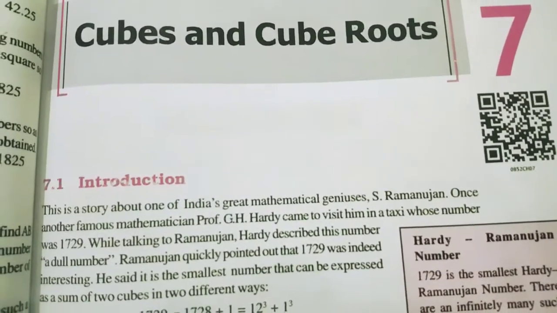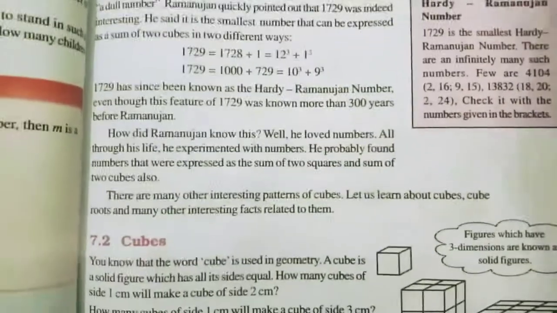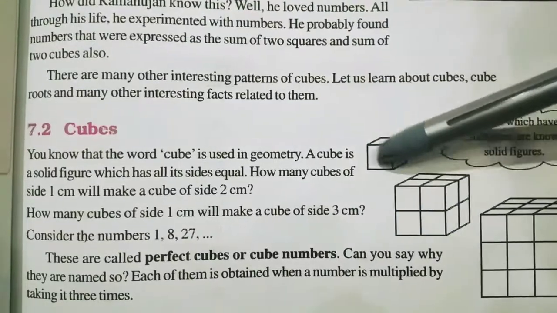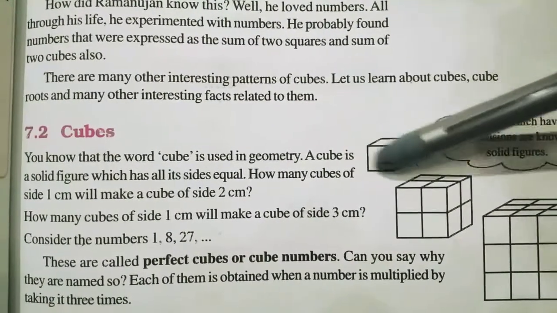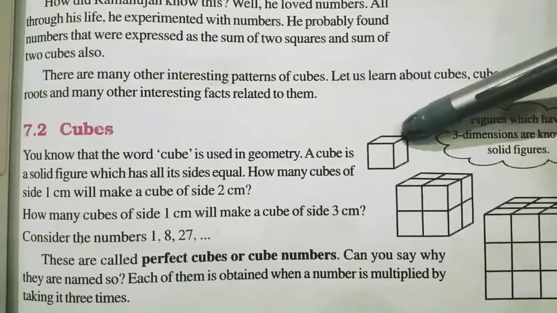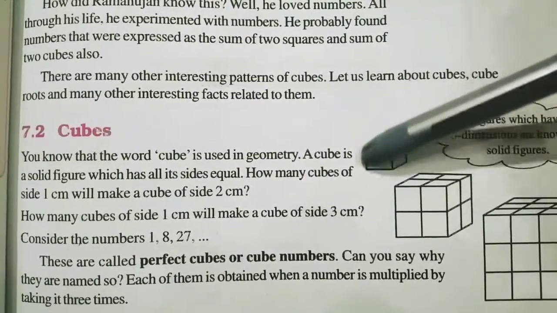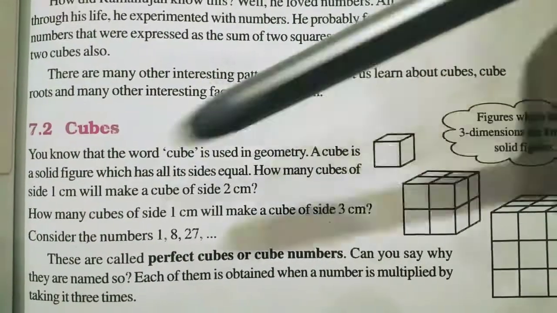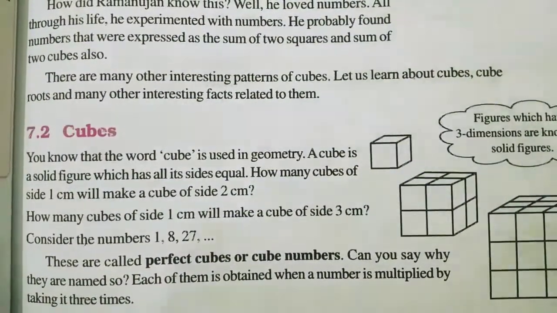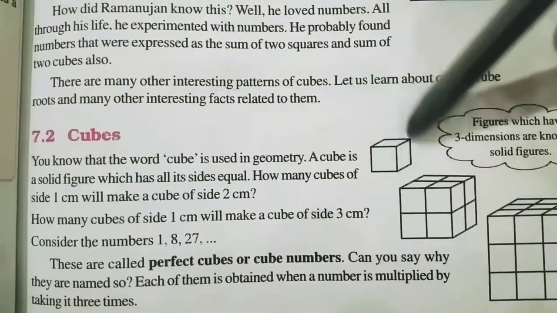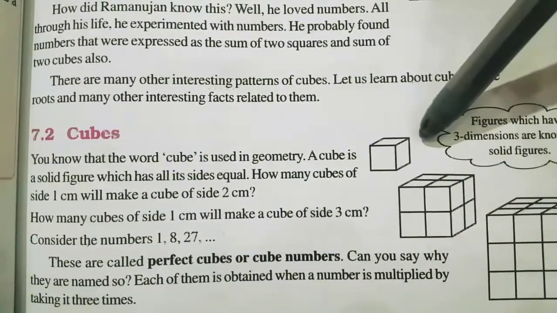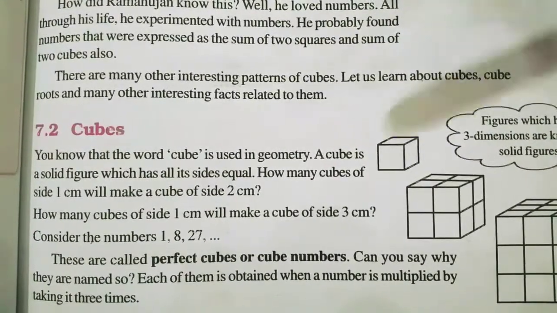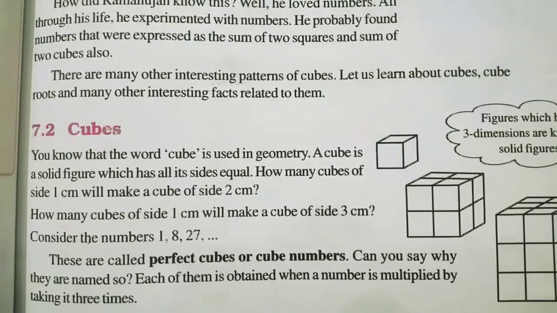Now let us understand by geometry. Let us understand by this geometry cube. This is a solid figure of a cube. You have learned already in geometry chapters, this is a figure of a cube. You know that the word cube is used in geometry. A cube is a solid figure which has all equal sides, like a square. A square is a plane figure, and in a square all the four sides are equal. Here in a cube, all the sides are also equal.